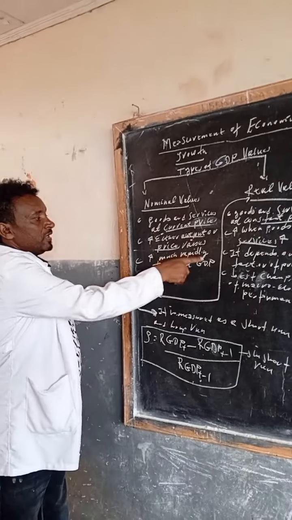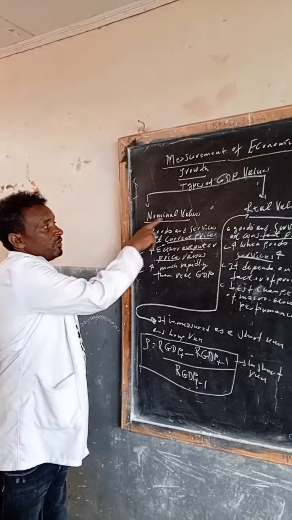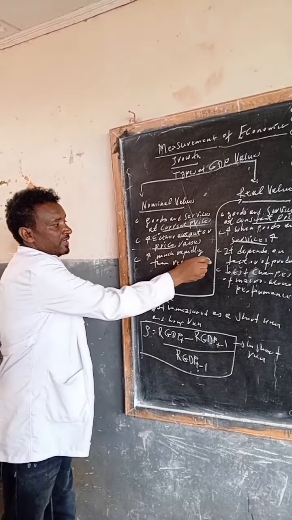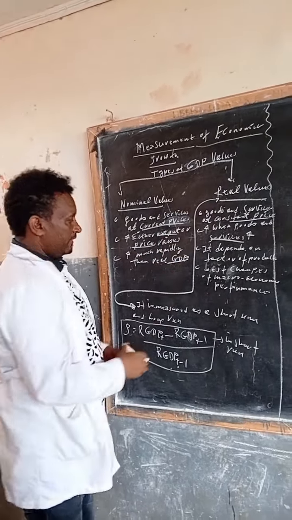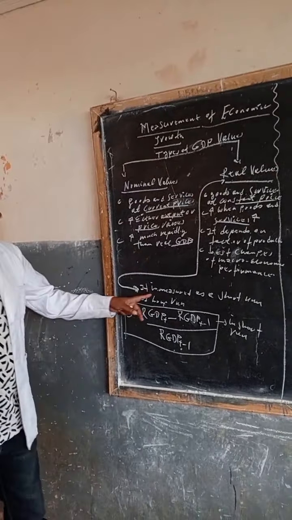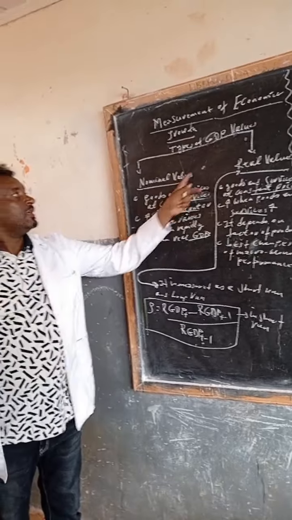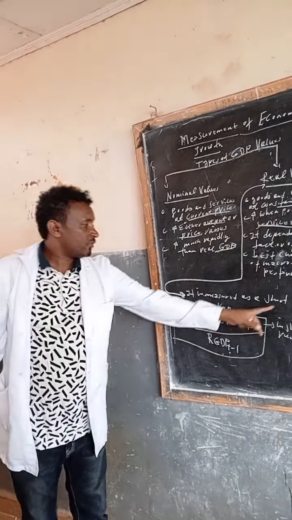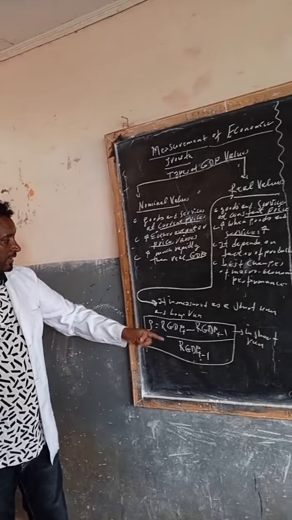The amount of nominal values in GDP increases more rapidly than GDP in real values. Generally, these nominal or real values can be measured either in the short run or in the long run.